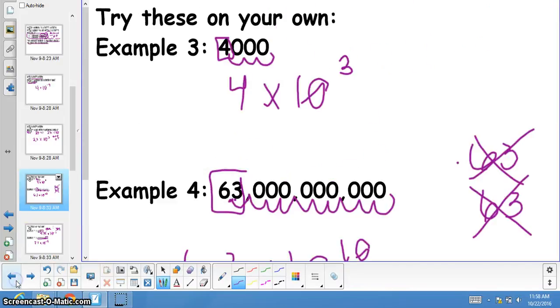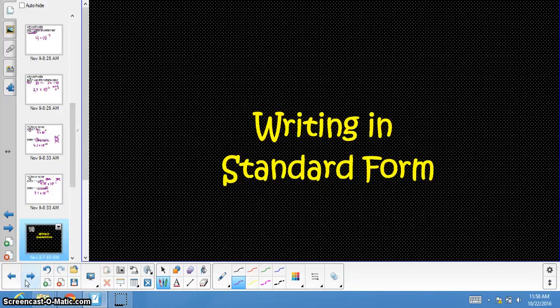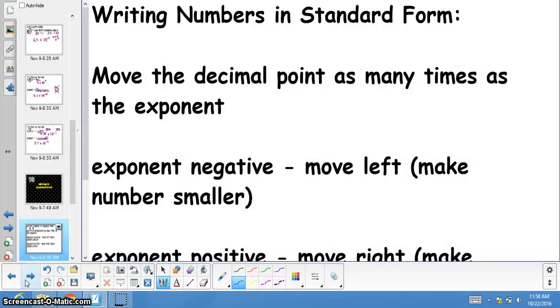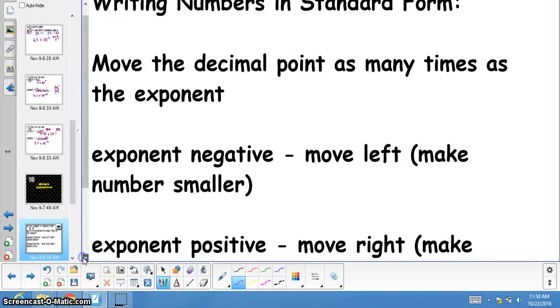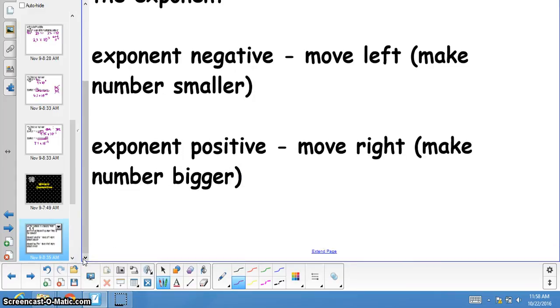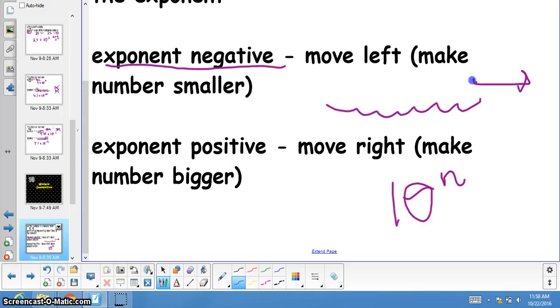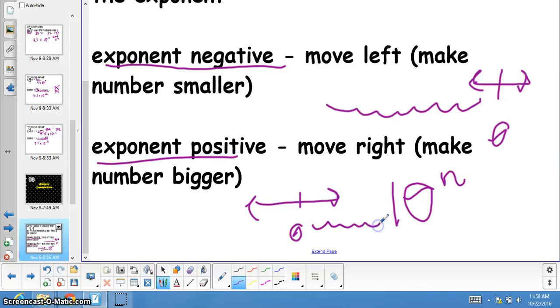So now let's continue, and take scientific notation and write numbers in standard form. Same concepts: the exponent that is with your base 10, which we called n, tells you which direction to move numbers. If it's negative, we're making that number smaller because we're moving to the left on the integer line. If the exponent's positive, we're moving to the right, making it bigger. The exponent tells us everything.